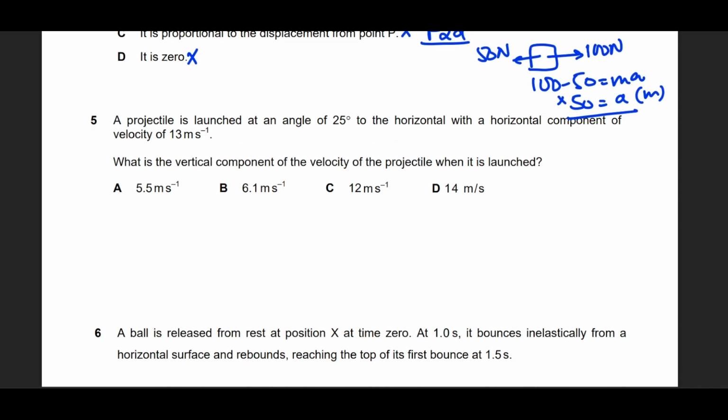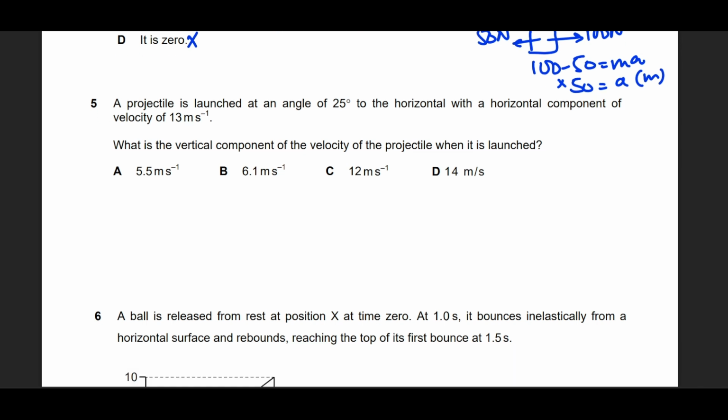Question number 5 says we have a component launched at 25 degrees and the horizontal component is 13 meters per second. First, let's try to draw what this actually looks like. So this is the vertical component and this is the horizontal axis. We have something launched at this point with an angle of 25 degrees, and if I want to draw the components along the x-axis, that is going to be 13 meters per second. And the vertical component is what is being asked from us. We don't know that.